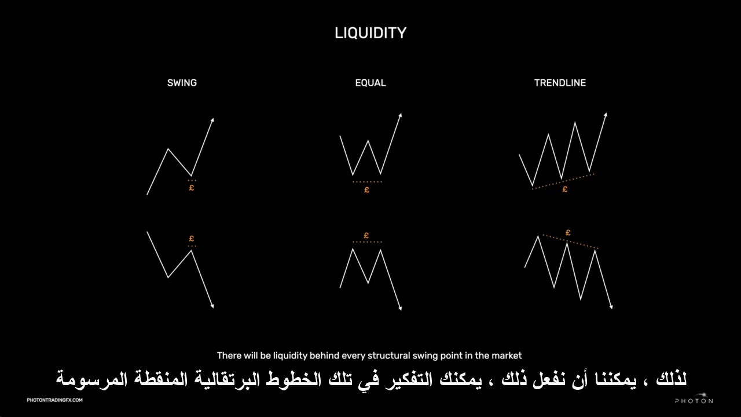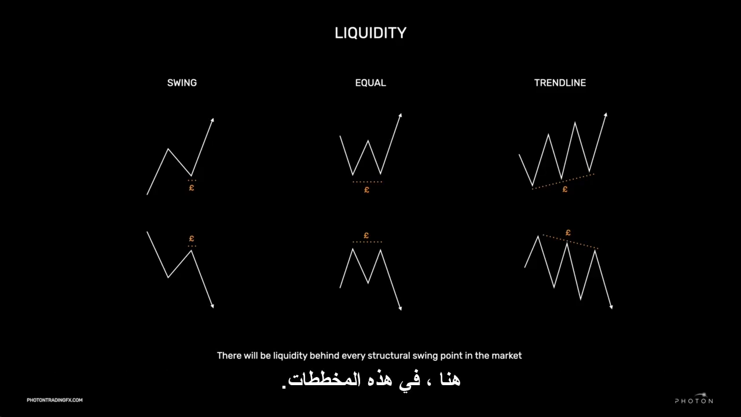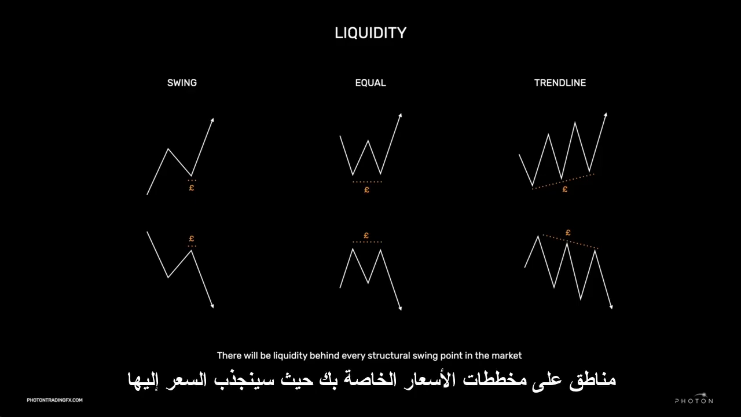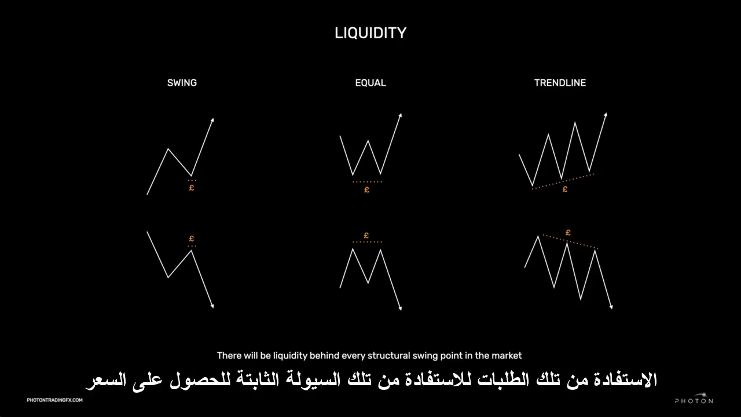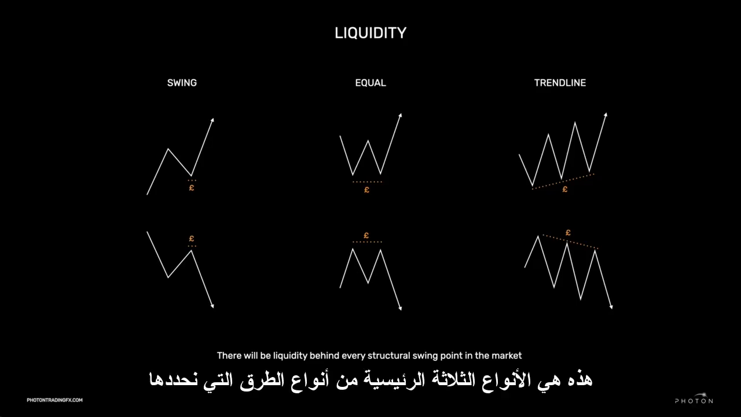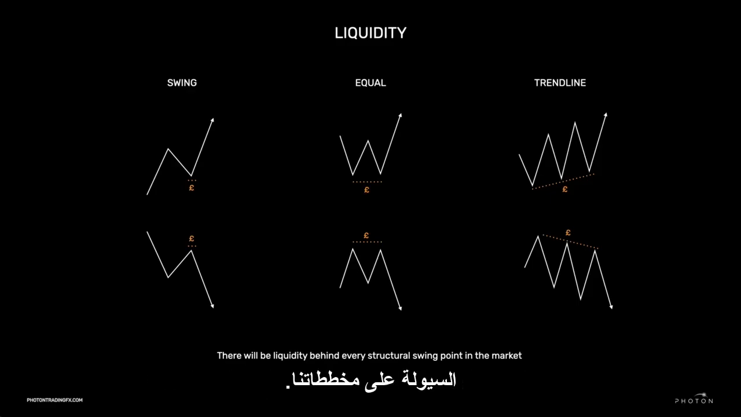So what you can do is think of those dotted orange lines drawn on these diagrams as kind of like magnets in the market. They are all areas on your price charts where price will be gravitated towards to tap into those orders, to tap into that sitting liquidity for price to then fill and rebalance itself. So those are the three main ways that we identify liquidity on our charts.